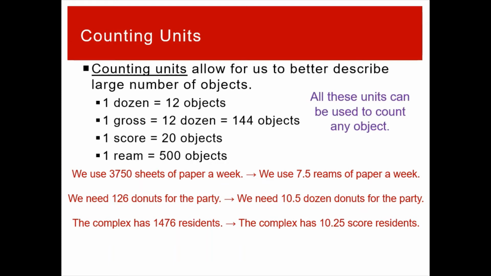One important aspect of counting units is that you can use them to count anything, right? Dozen is always 12. It doesn't matter what it is that you're counting. We usually use it for food items, but you could have a dozen buses, a dozen stars, a dozen galaxies, anything like that, and it'll always be 12.